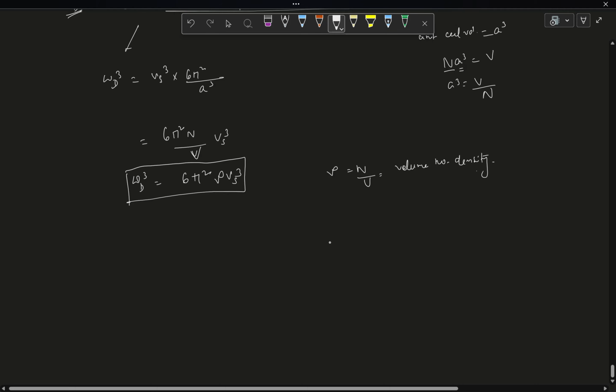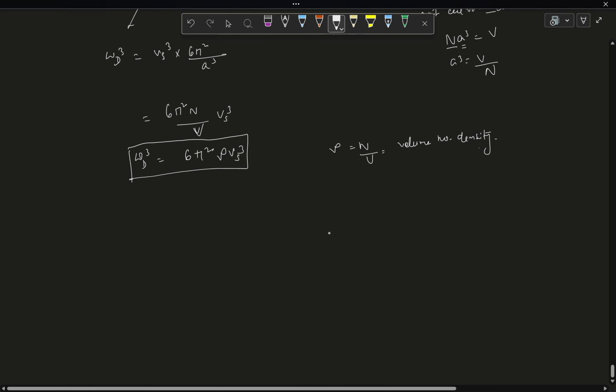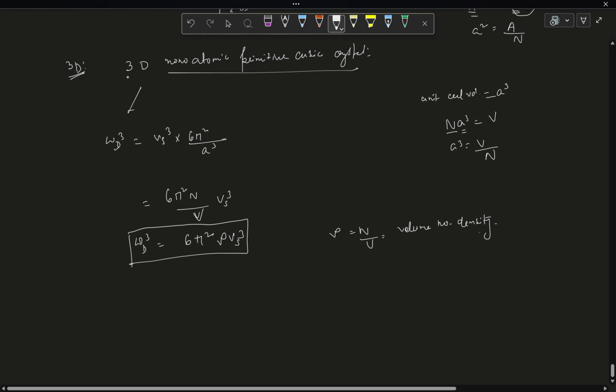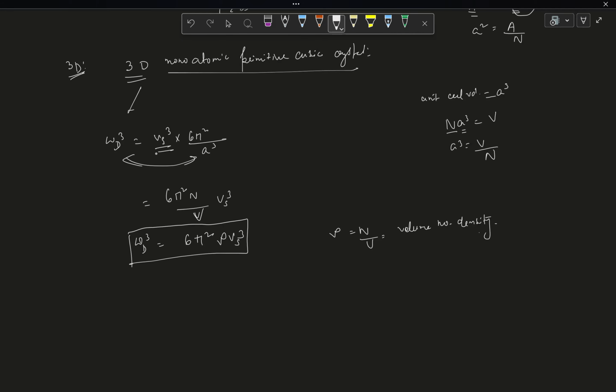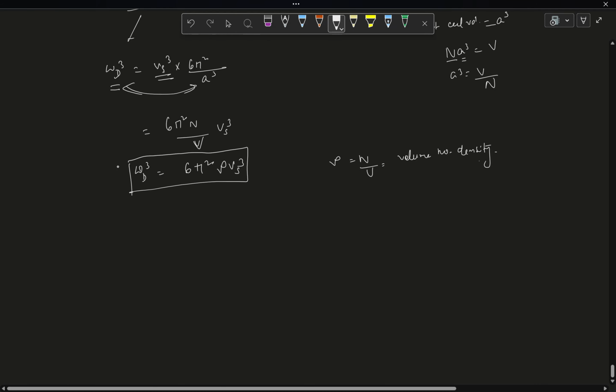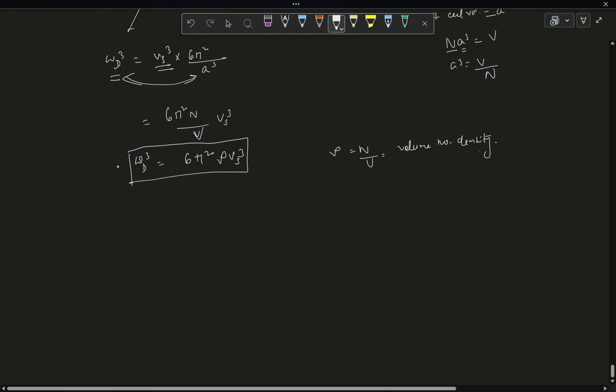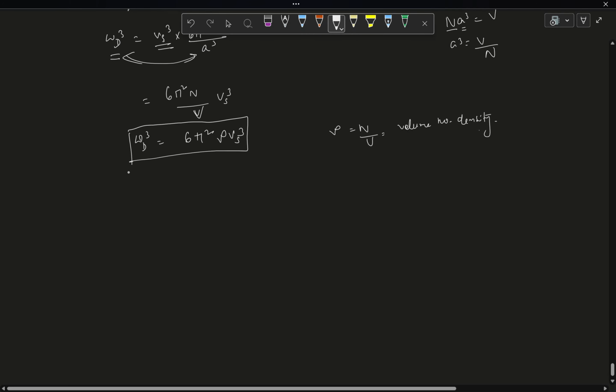Now in the question, if you remember, they have explicitly mentioned the primitive cubic crystal. So basically it is a 3D case where you have to take the formula here to know the connection between this speed of light and the Debye frequency, Debye angular frequency.